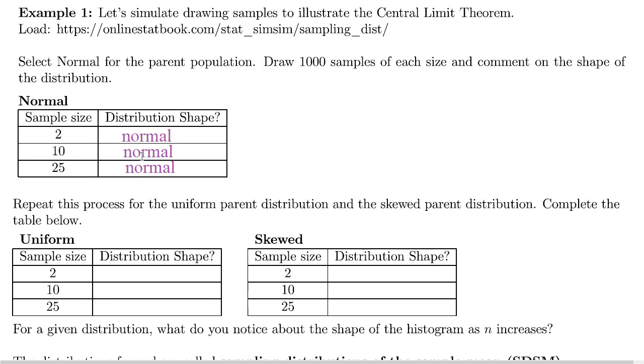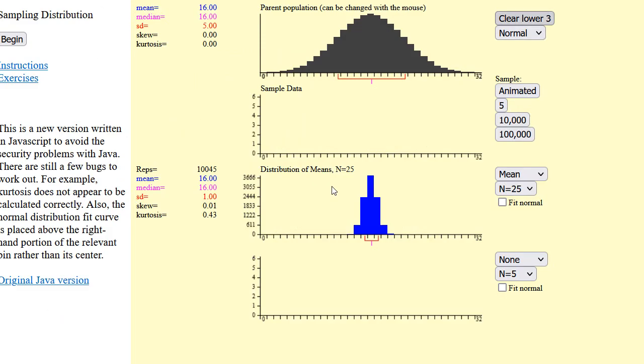normal in all cases. So I want you to repeat this process for a uniform parent distribution and then a skewed parent distribution for samples of size 2, 10, and 25 for the uniform, 2, 10, and 25 for the skewed. So you're going to come back here and you're going to clear this out.